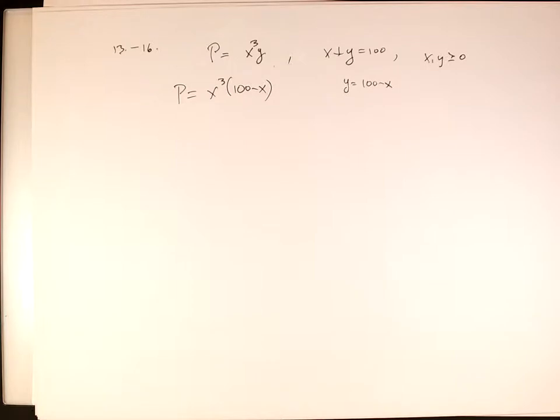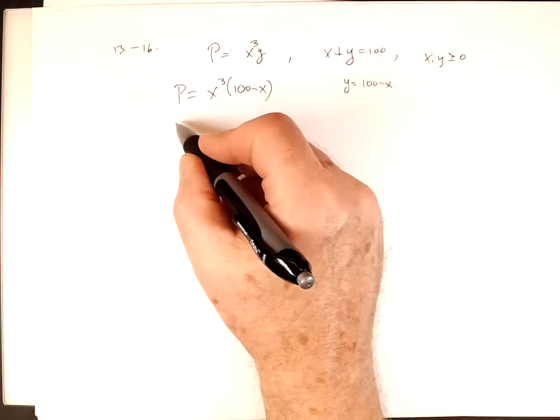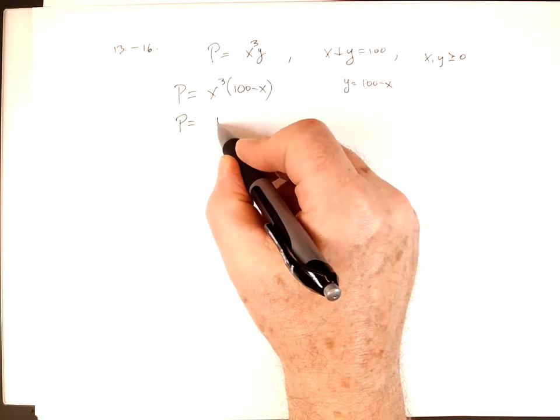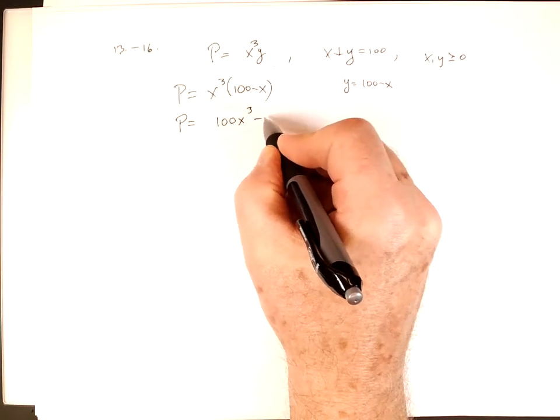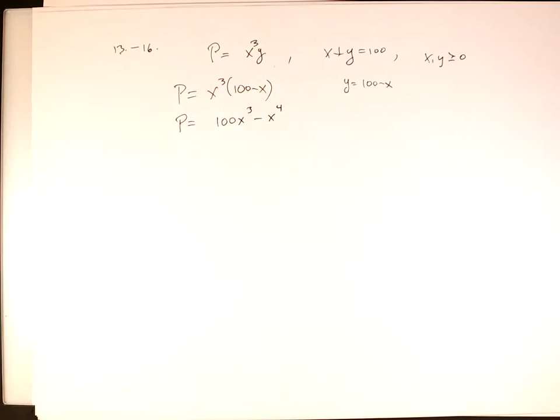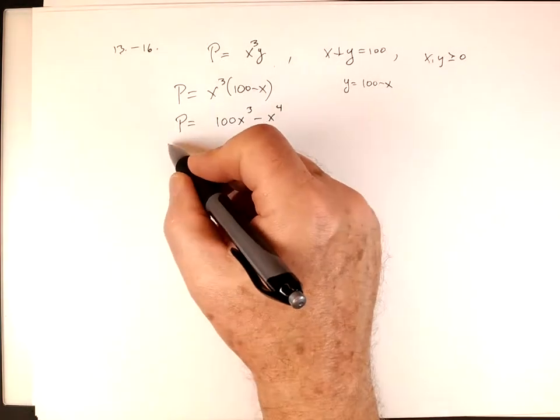So we can do it, that question is B, 13 is B. Then it says to find critical values. Well, you find critical values by locating those points where the derivative is equal to 0, or where the derivative does not exist. But we've got a polynomial, so the derivative exists everywhere. So let's take the derivative.